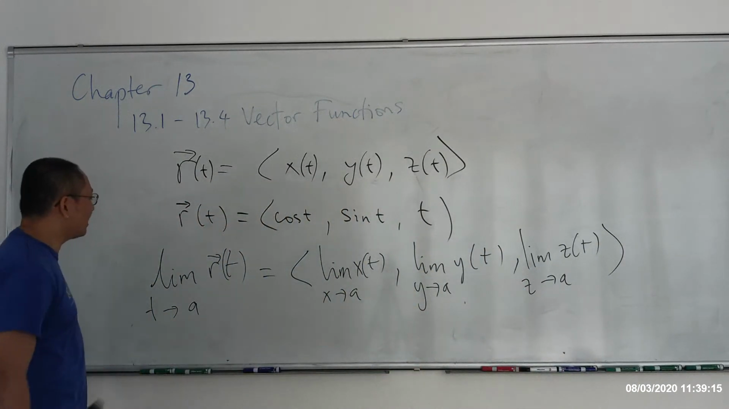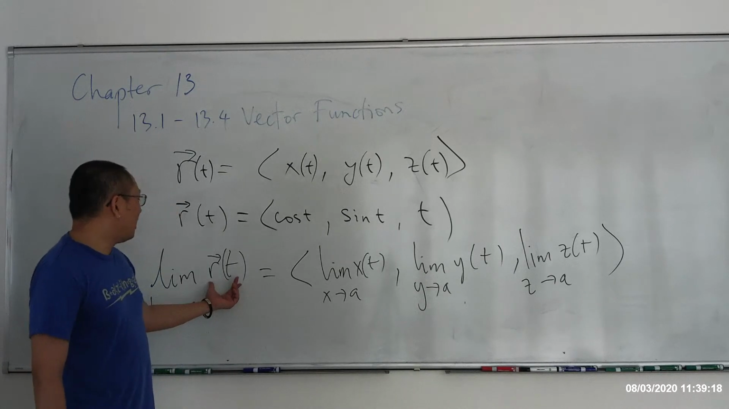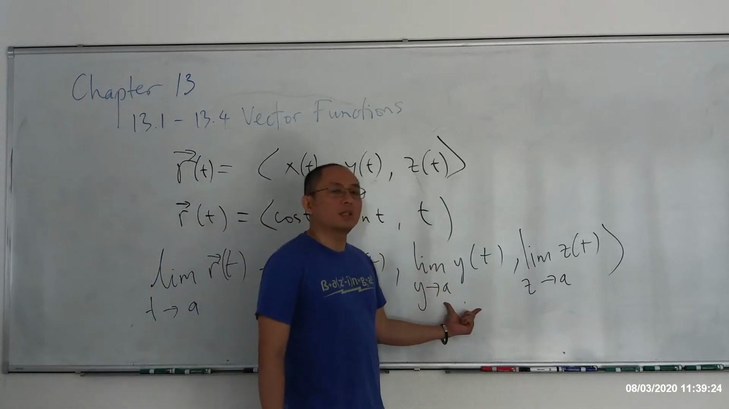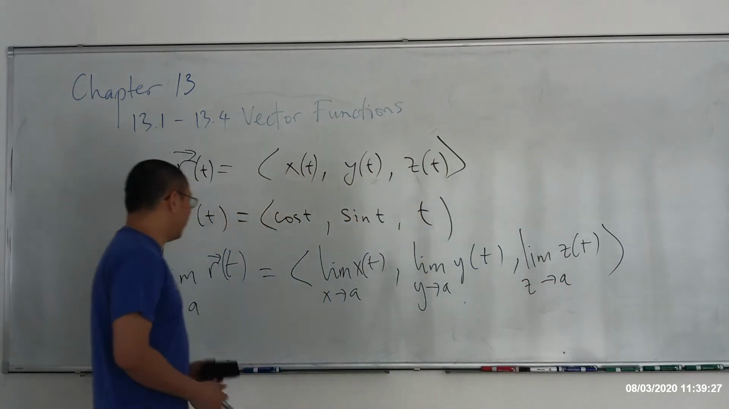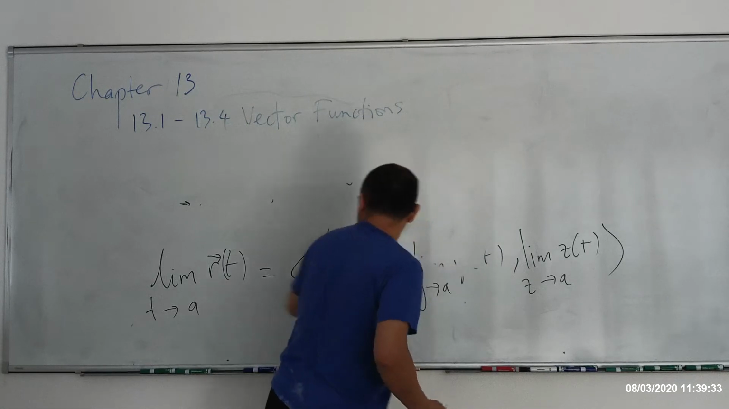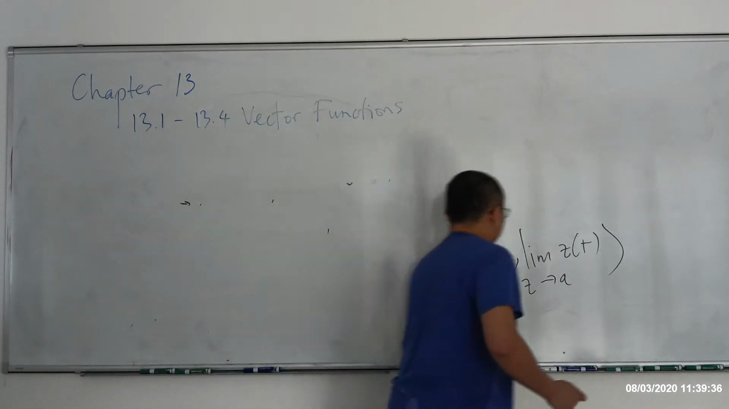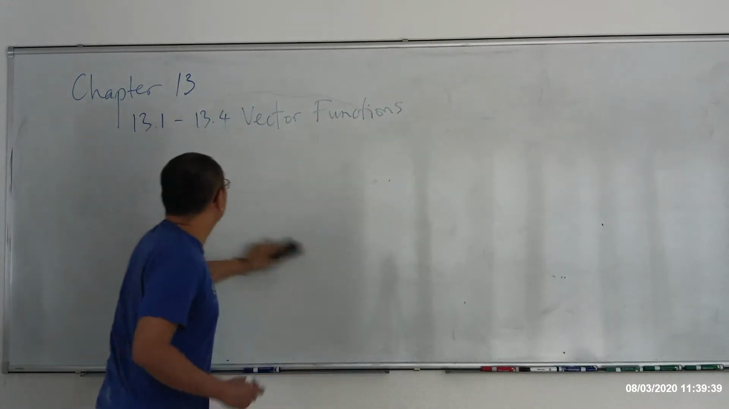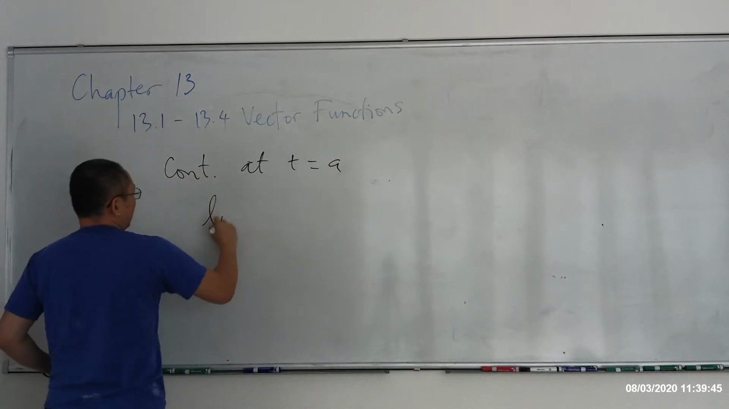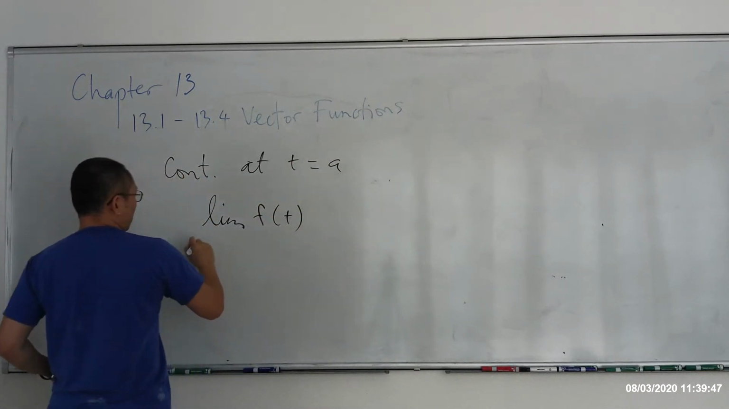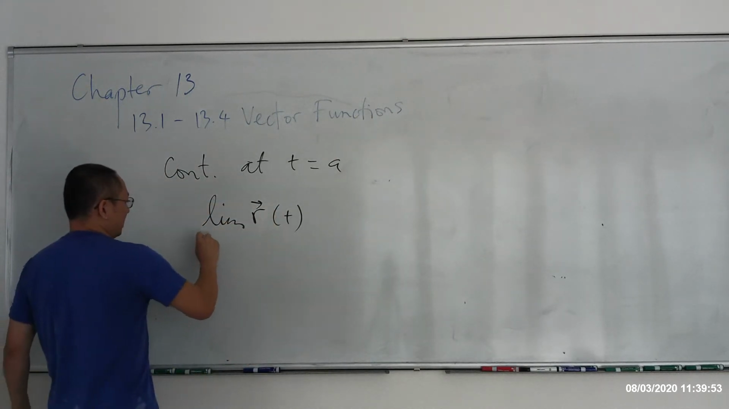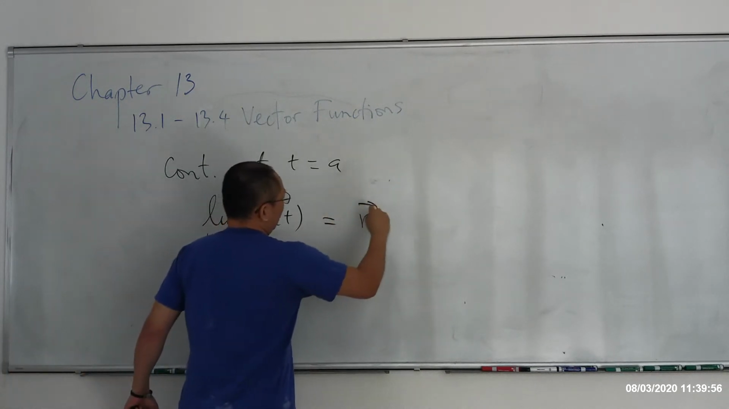And we talk about continuity. It's the same thing. If vector r(t) is continuous at t equal to a, it means the x component is continuous, the y component is continuous, and the z component is continuous at that point. So for continuity, it's the same thing. Let me just write it down here. It is continuous at t equal to a. That means the limit of r(t), using vector r for the function now, as t approaches a is equal to r(a).